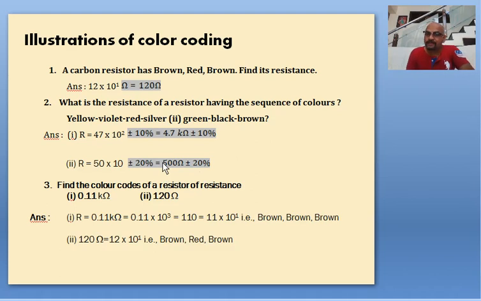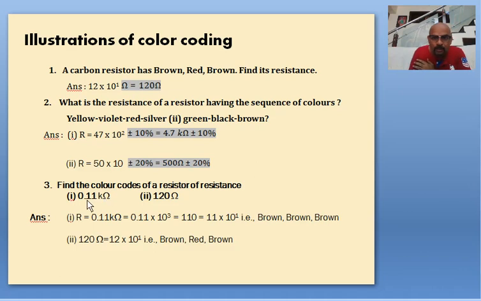The other way, if the value is given, we have to find the color code. Value is given, color code has to be found. What is the value for the first one? 0.11 kilo ohms. First you convert this into 2 digits and the multiplier of 10, because when we do not know the first digit, second digit and multiplier of 10, we cannot find the colors. So the given number should be made convenient to give the color codes. Therefore we need the first digit, second digit and multiplier of 10.